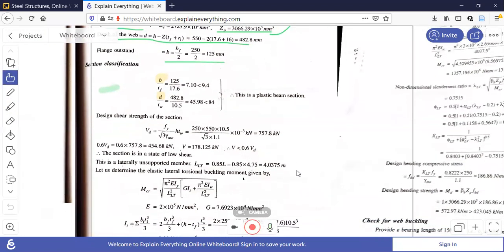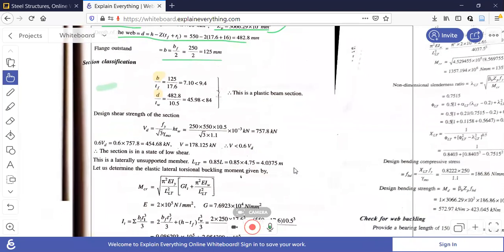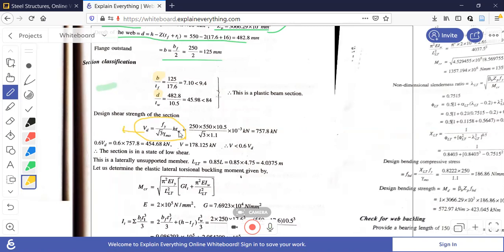Design shear strength. So in some textbooks, they are not calculating 0.6 VD. So when you calculate the shear strength using this formula, don't try to compare this value with factored shear. This much strength is not possible, they are telling. Only 60% of this is possible. So 60% of this value should be more than the factored shear force that is acting on the beam.